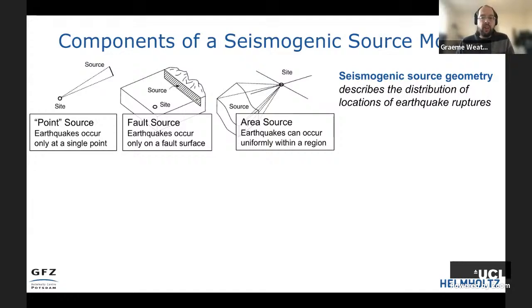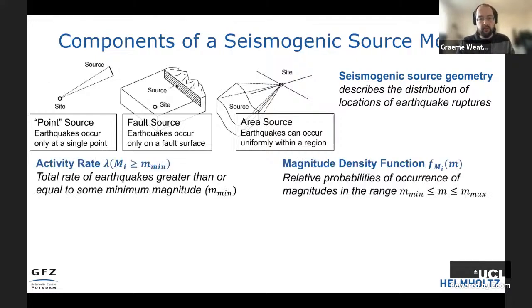So what are the components of a seismogenic source model? Well, the first part is we need a seismic source geometry. We need something that describes the location or position of where future earthquake ruptures will come from. And this can take the form of a point source, so earthquakes occur from a single location. It could be a fault source, so an actual 3D fault surface that will generate ruptures in the future. Or it can be an area source, so a source where we assume that earthquakes can occur uniformly within the region.